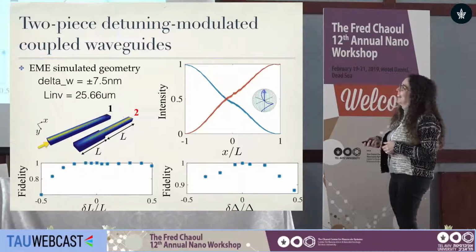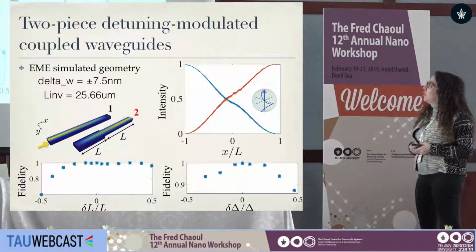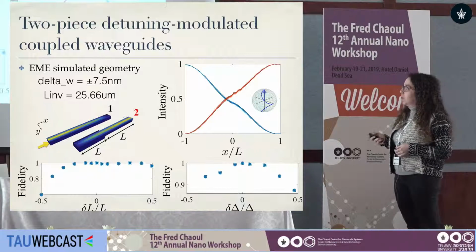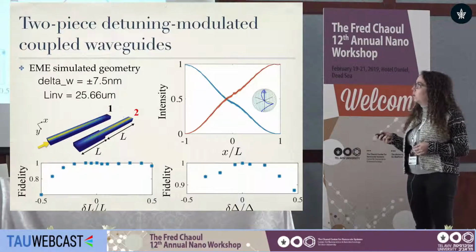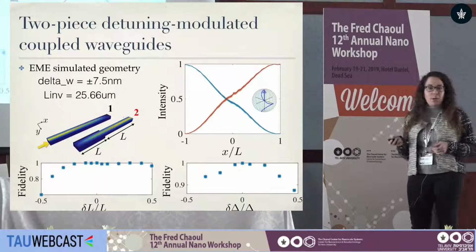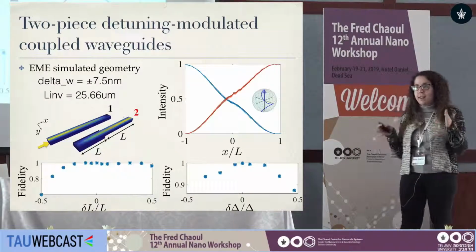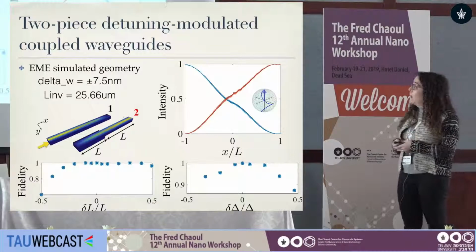This is an example of a two-piece detuning modulated coupled waveguide system. This simulation is for silicon on insulator coupled waveguides. They are 340 nanometers in width and 220 nanometers in height. They are situated at a distance of 300 nanometers away from each other.